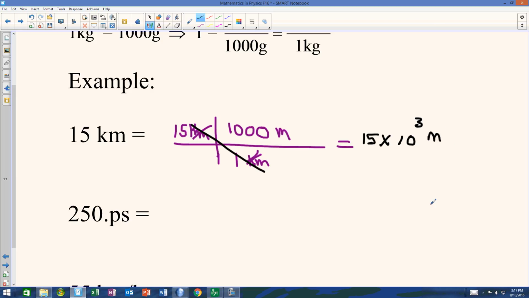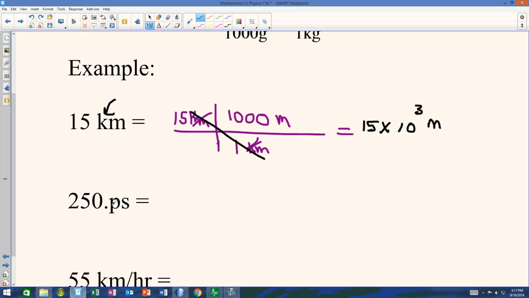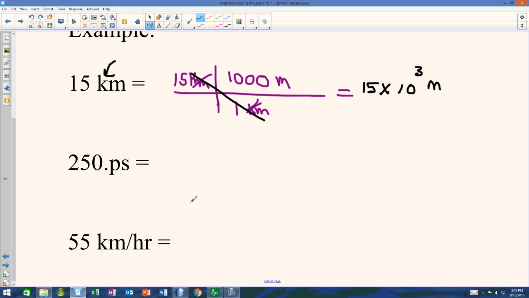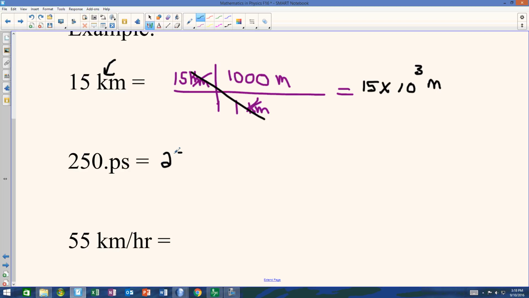Could I have done this an easier way? Yeah, look at this. Kilo is 10 to the 3. I could have just immediately written this answer down. Same thing here, I could do this for pico. Look at pico. What is pico? Pico is 10 to the minus 12. See right there, 10 to the minus 12. So I could actually write this next one as 250 point times 10 to the minus 12 seconds.